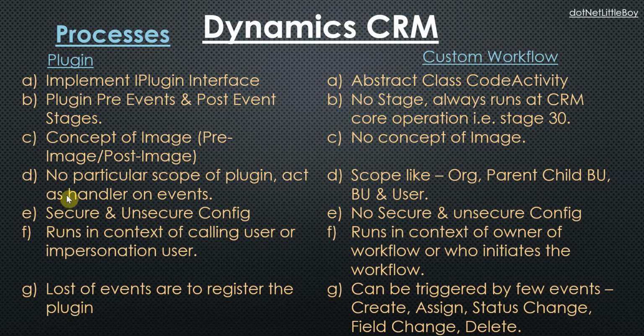Okay, now in a plugin, we have the secure and unsecure configuration concept. Meaning, when your plugin code is loaded into memory, and in the constructor you want to pass some constant string value, you can pass it using the secure and unsecure configuration. But in case of custom workflow we don't have that, because for the custom workflow we are not going to register any step. But in case of plugin we are going to register the step, right? There you have the feature to pass the secure and unsecure configuration. In the case of custom workflow, we are not going to register the step using the plugin registration tool, but we are going to create the stages and steps inside the workflow. So that is the difference.